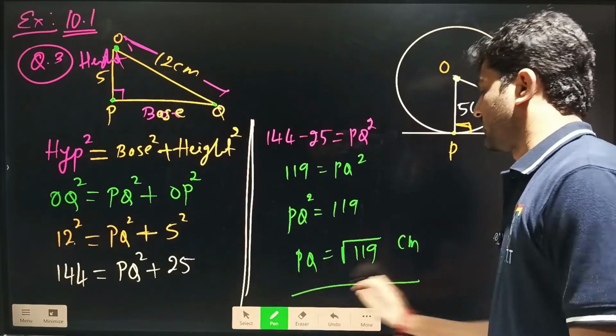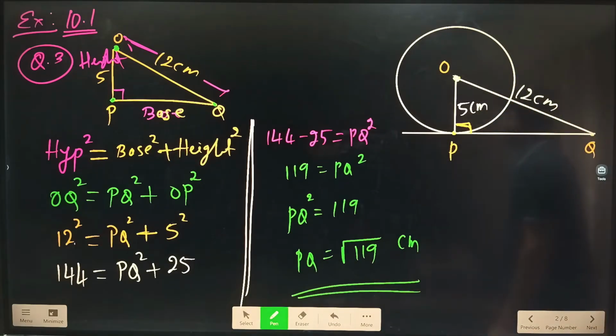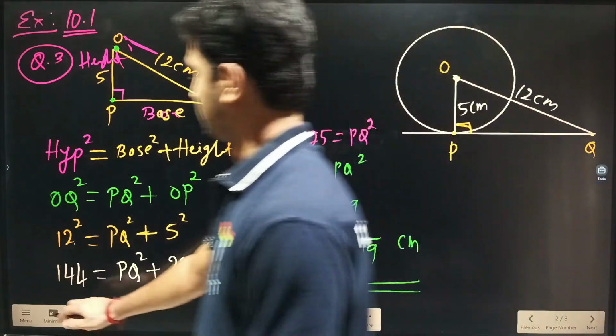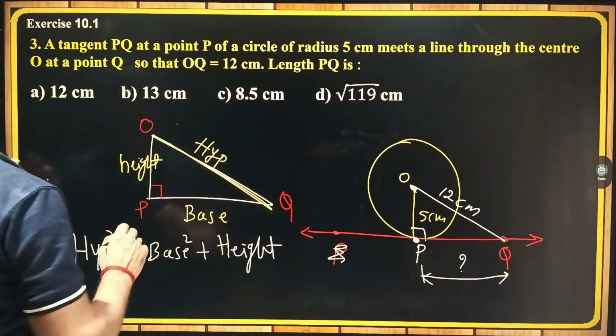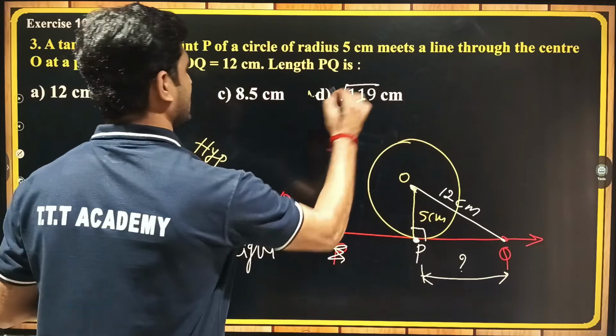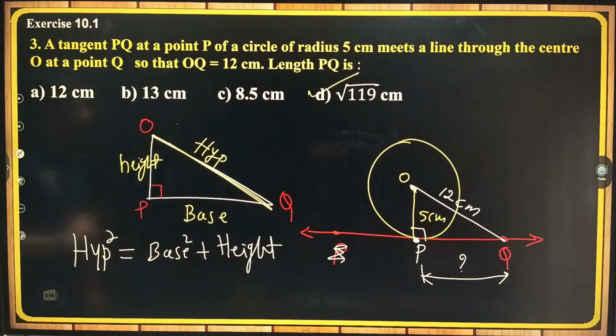Yes, that's it. So this is your solution. Clear? So this is the answer. Hope you got it. What is the answer then? Which is the right option? D is the right option. Square root of 119 centimeter is your right answer.